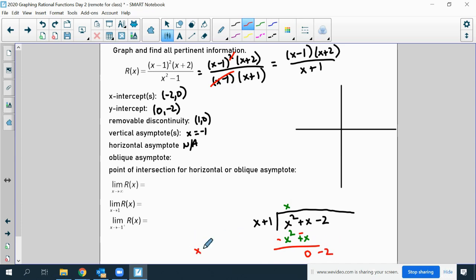So if I divided this out, I would get x minus 2 over x plus 1. This is my remainder. And this part before the remainder is going to be my oblique asymptote. So y equals x is the oblique asymptote. And if I check the remainder, -2 over x plus 1, that will never equal 0 because I can't make the numerator equal to 0. And if the denominator is equal to 0, that's undefined, not 0. So therefore, there is no place where I cross the oblique asymptote in this problem.